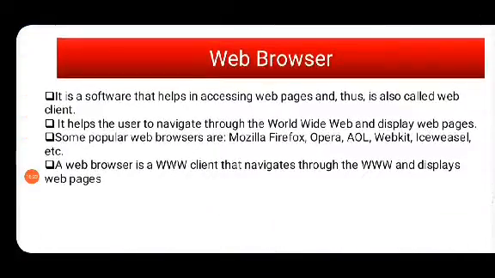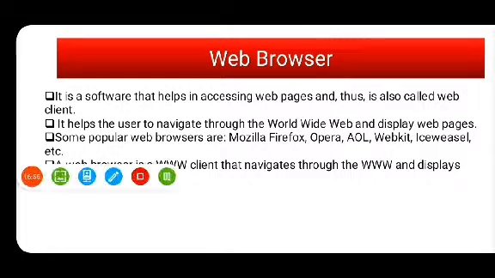Now next we have the web browser. A web browser is software that helps you to access the web pages, and thus is called a web client, and it helps the user to navigate through the World Wide Web and displays the web pages. For example, Mozilla Firefox, Opera and many more. So the web browser is a web client that navigates through www and displays the web pages. So anytime if the definition comes to write, you can write this definition.